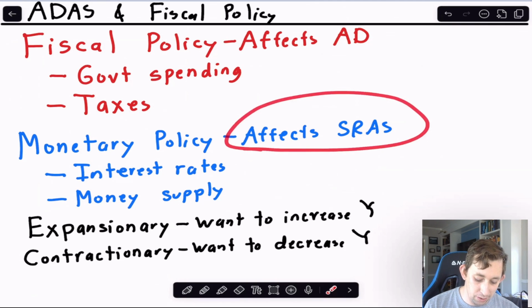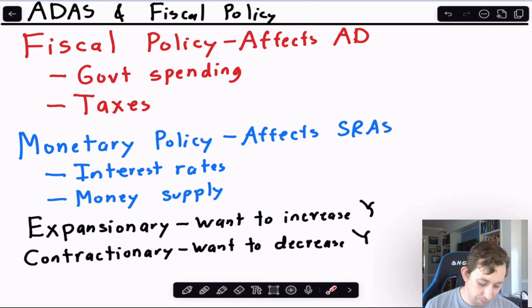So it's mainly going to affect the short-run aggregate supply curve. Those two levers for monetary policy are they can raise or lower interest rates, and they can increase or decrease the money supply. Now, with different types of policy, if we want to increase Y, we call that expansionary, and if we want to decrease Y, we call that contractionary.